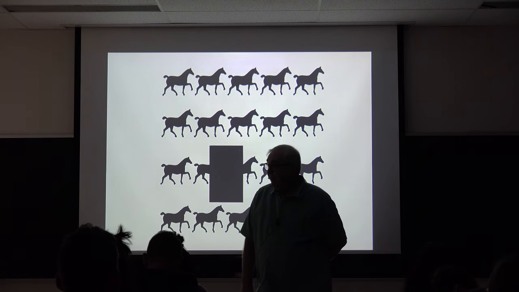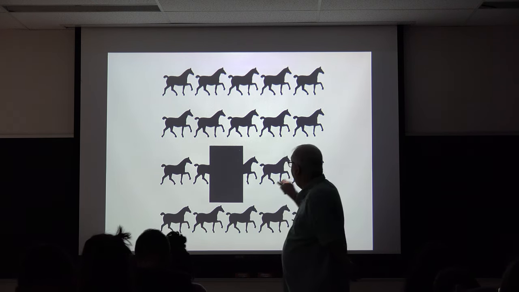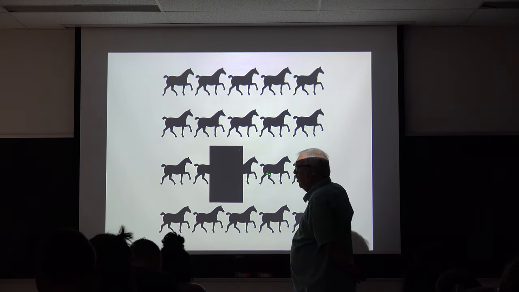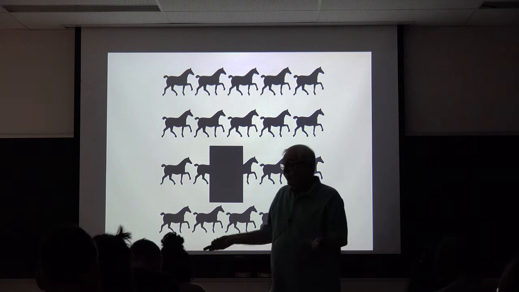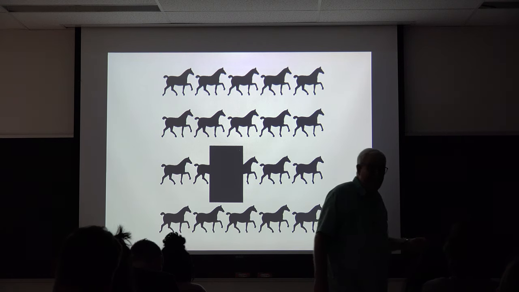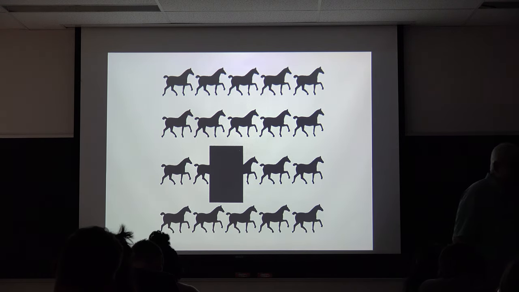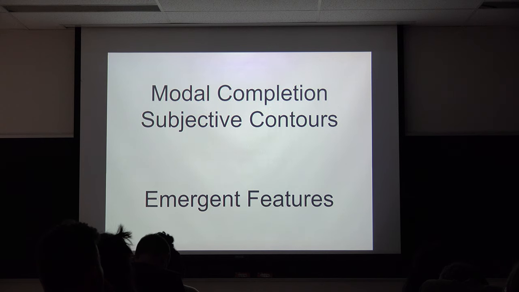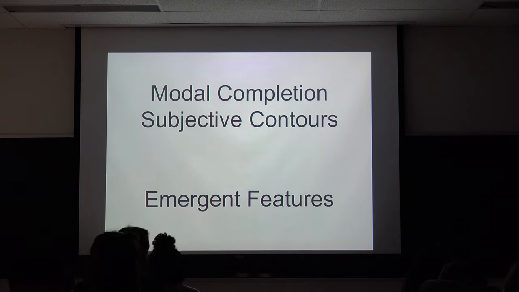Now, there's plenty of information that's telling you, since all the other horses are exactly the same size and shape, that this really ought to be two. So the fact that you can see this as one, again, is testament to the power of amodal completion and good continuation. That brings us to modal completion, or what's sometimes referred to as emergent features.